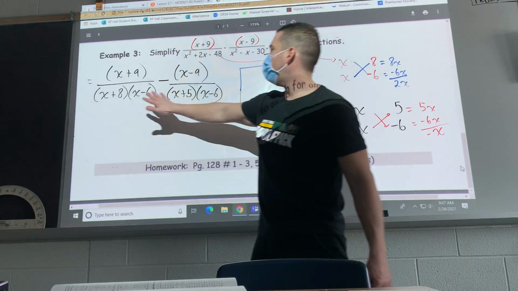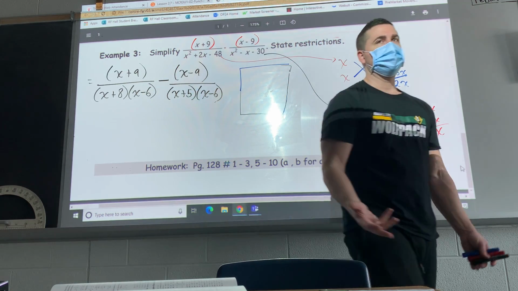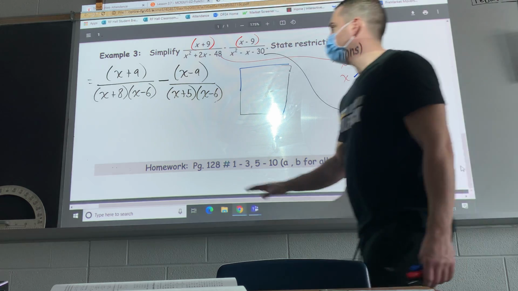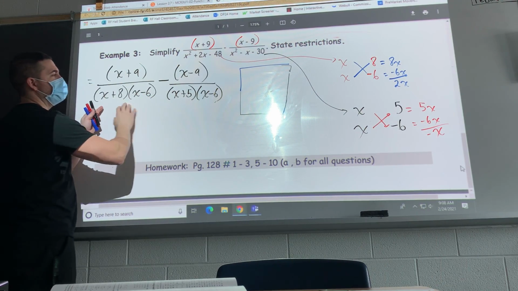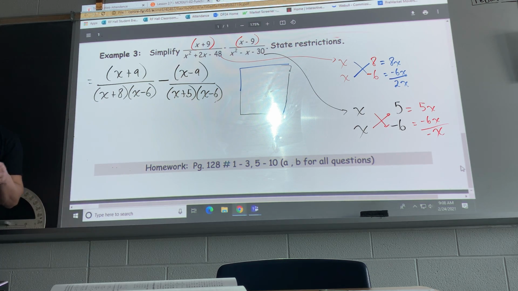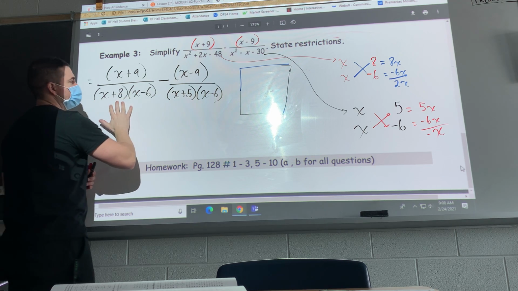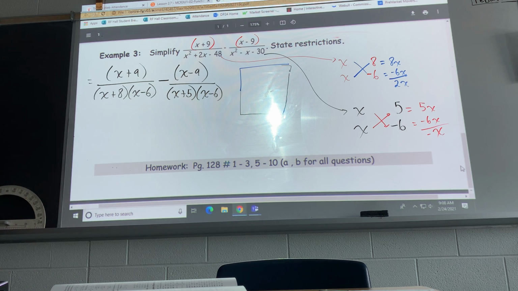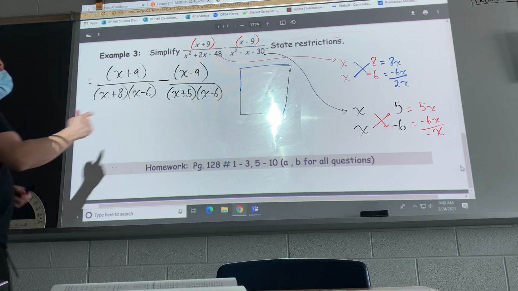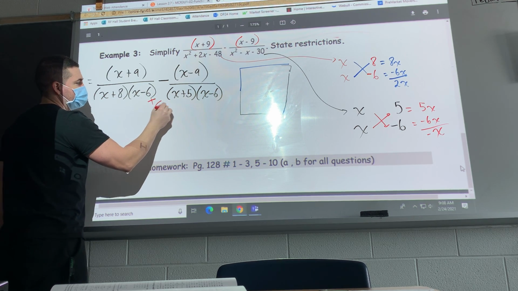Okay, so there we factor the denominators. Okay, now we have to find the common denominators. Okay, so if we're looking at the first fraction, what does this one not have that the second fraction does with regards to factors? Remember? X plus 5. Okay, so this does not have an x plus 5, so we're going to multiply it by x plus 5.